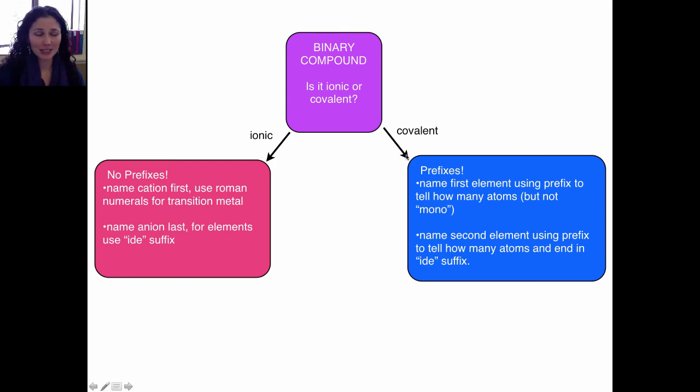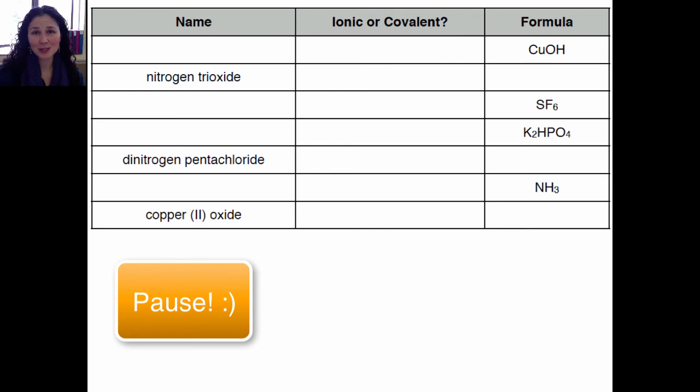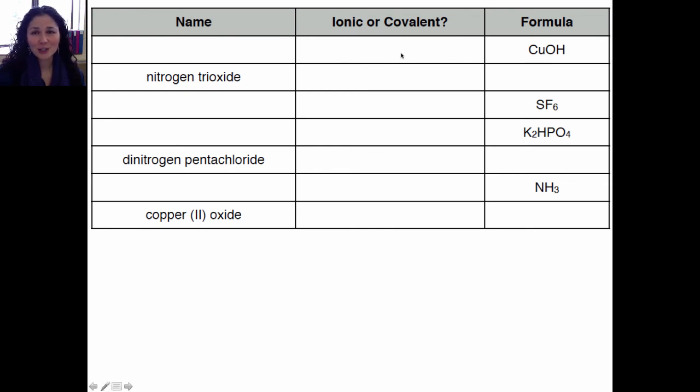So now I'd like you to practice, if you haven't already, by completing the table. I recommend that the first thing you do is label these as ionic or covalent so that you know which naming system to use. If you need to, pause the video now. Otherwise, we'll go on. So I will label these things as they are.